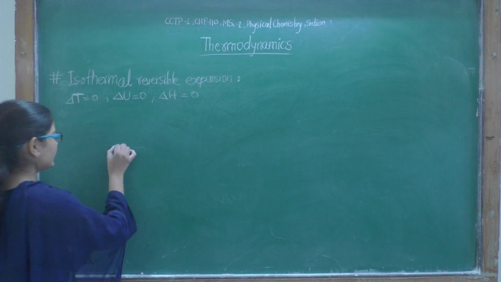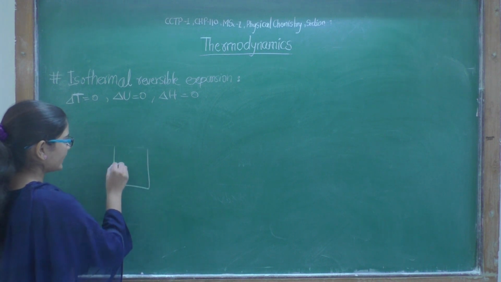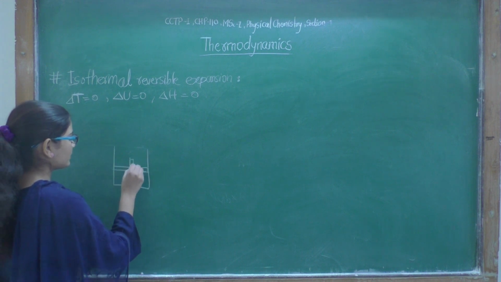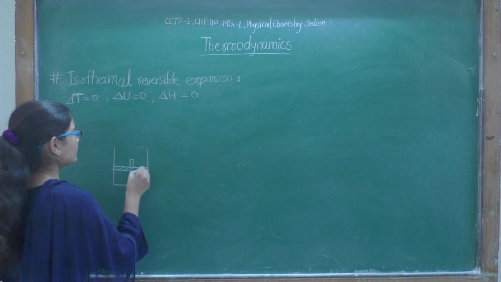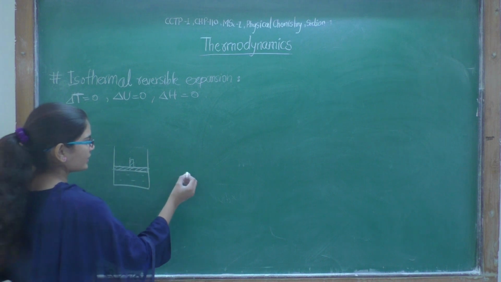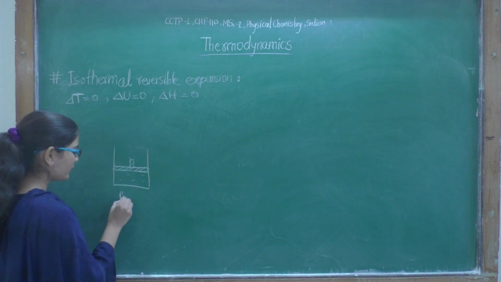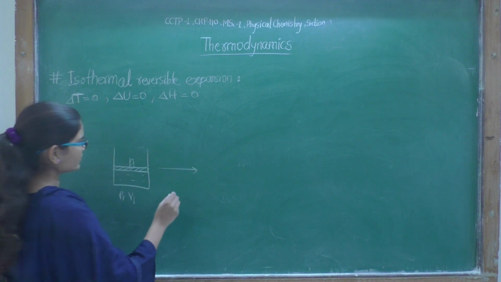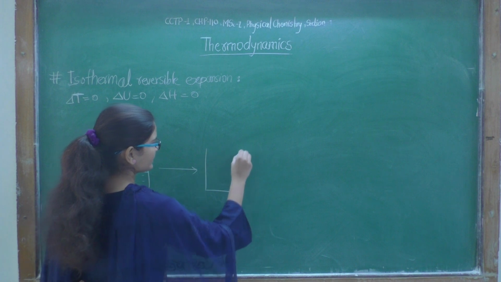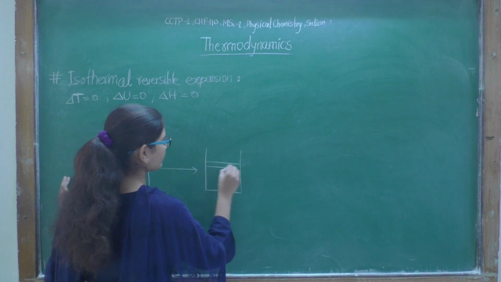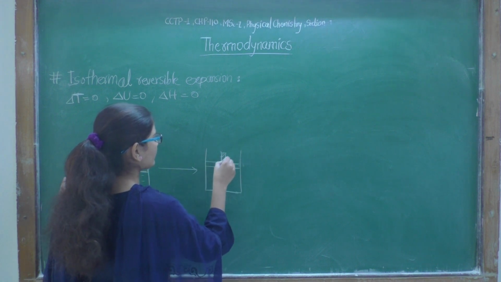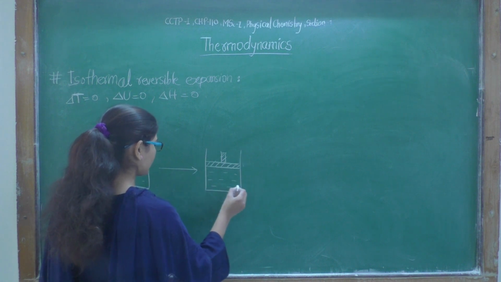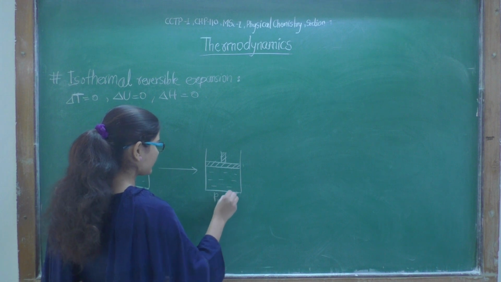Now let's have a container. It is filled with gas and here is a piston, gas filled. Now it has pressure P1 and volume V1, temperature is constant. Now the expansion will occur. If there is expansion, then the process is reversible. It will be P2 and this will be V2.